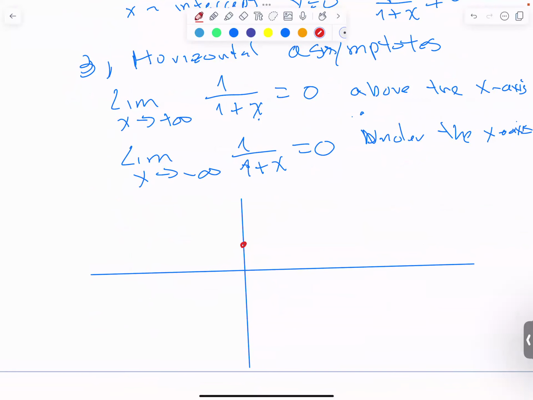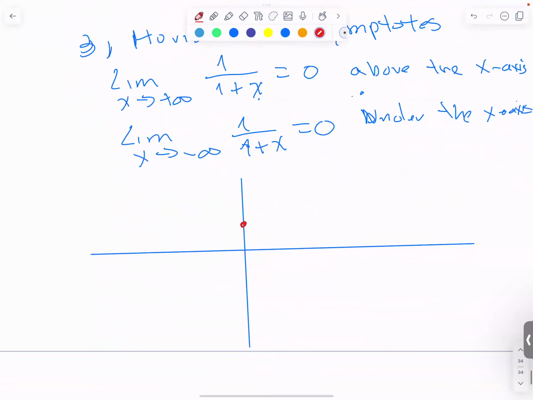The function has no x-intercept. There's a vertical asymptote at -1. I'm gonna put the vertical in yellow. Let me go back because this is now. I'll put a vertical asymptote here.